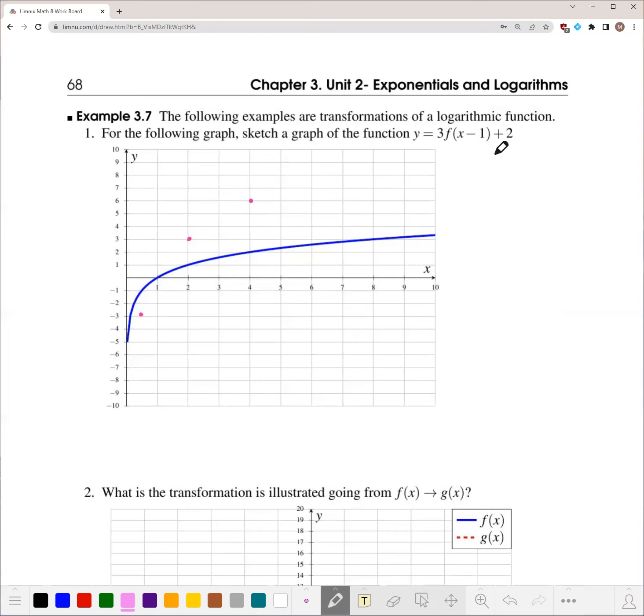Then it's going to translate. So we did our stretch. Now let's do our translation. -1, that means x minus h. So it's going to be positive 1. So 1 to the right. So this point is going to become here.